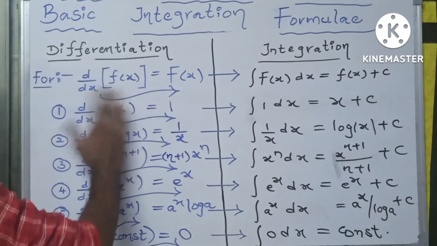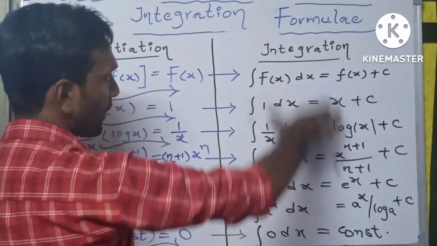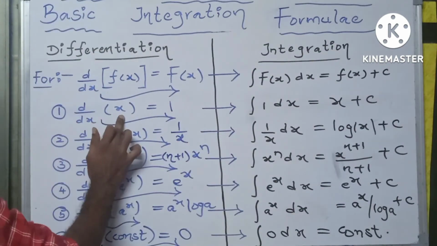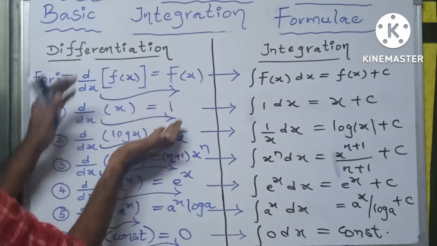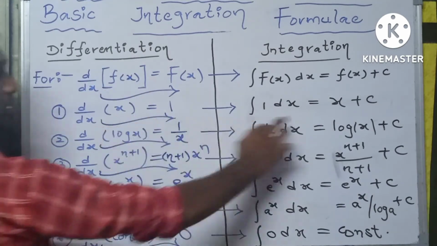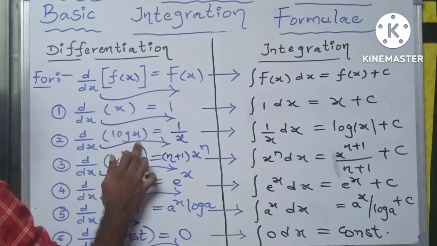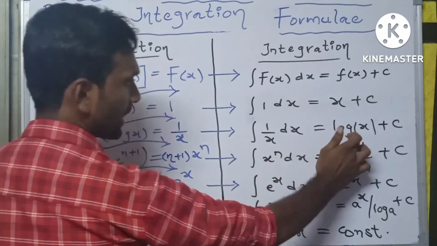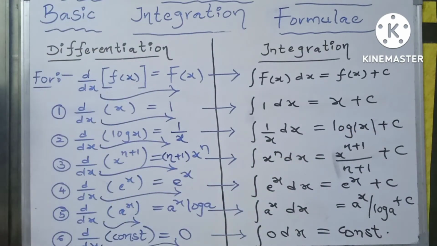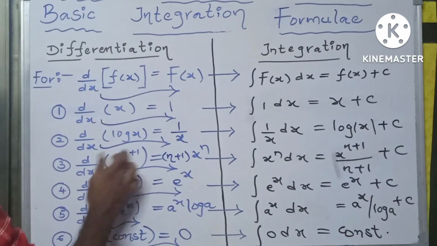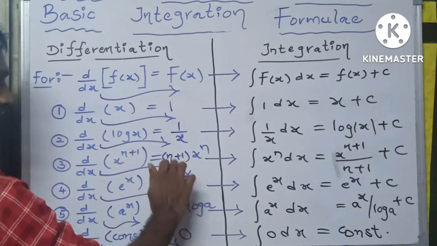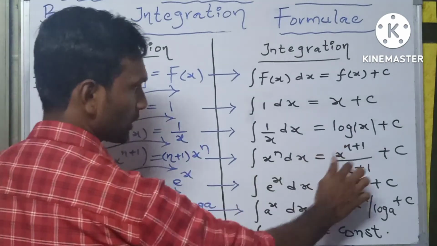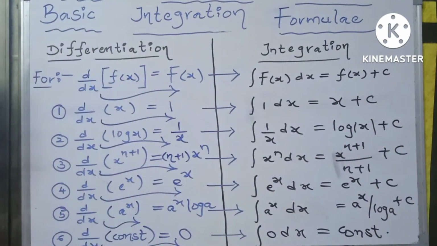So these are the formula of integration by using the formula of differentiation. So from the formula of differentiation we can write the formula of integration like this. So finally derivative of x equals to 1. X ki derivative 1. Reversely 1 ki integration ఏమవుతుందంటే x. Derivative of log x equals to 1 by x. Reversely integration of 1 by x equals to log modulus of x plus c. Coming to third one, derivative of x power n plus 1 equals to n plus 1 into x power n. Reversely integration of x power n equals to x power n plus 1 by n plus 1 plus c.